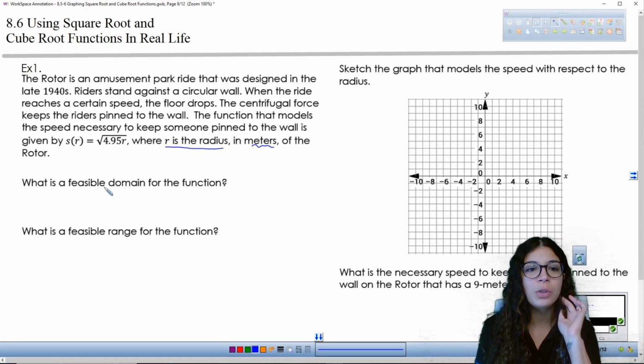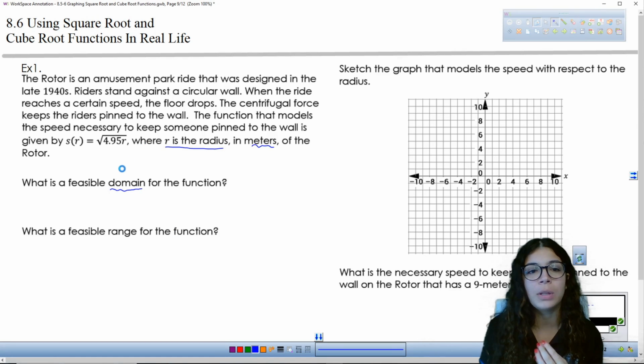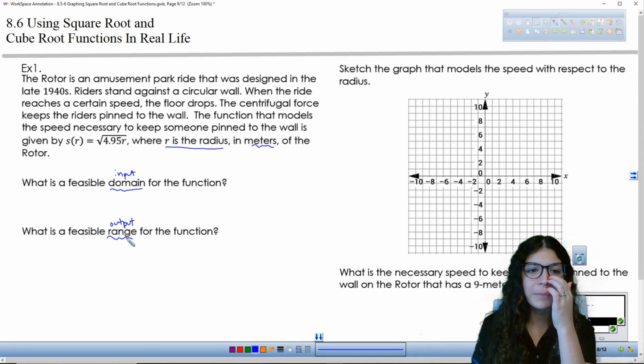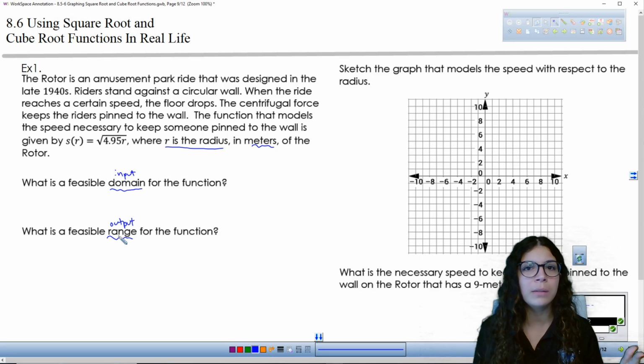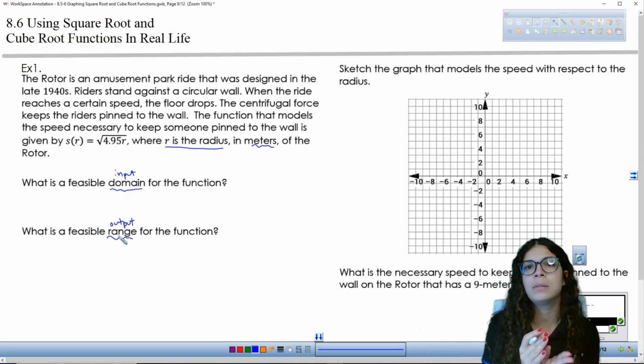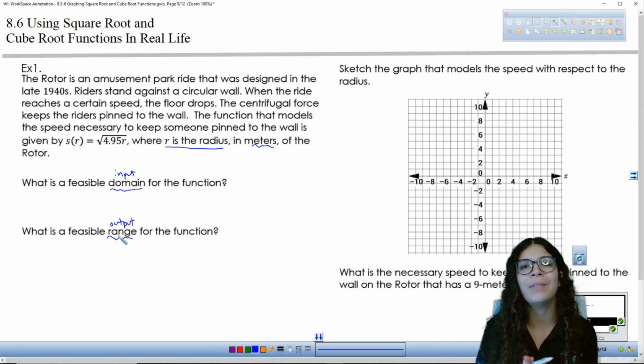Well, remember that the domain is all of the possible input values for a certain function, right? And the range of a function is all of the possible output values. Now, what are the possible input values? Not taking into consideration the real world problem, any square root function, if it doesn't have any transformations, starts at 0, 0, and cannot have any negative values of x or negative values of y.